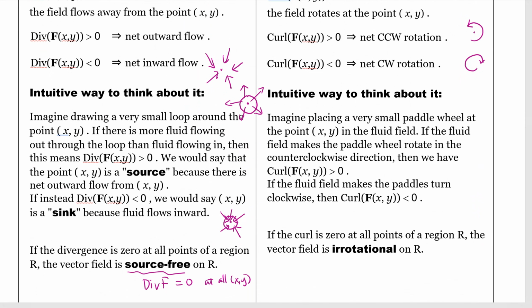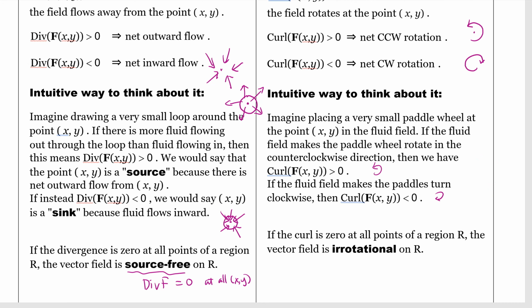Imagine placing a very small paddle wheel at the point x, y in the fluid field. If the fluid field makes the paddle wheel rotate in the counterclockwise direction, then the curl is positive. Have you ever played with a spinning top? Yeah, so it's spinning, or it can also spin in the other direction. So if the curl is positive, then it spins in the counterclockwise direction. If the curl is negative, then it spins in the clockwise direction.